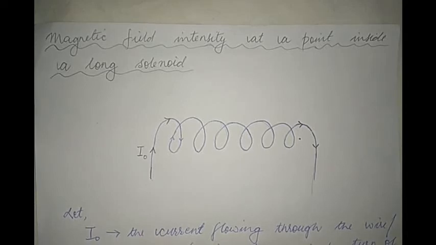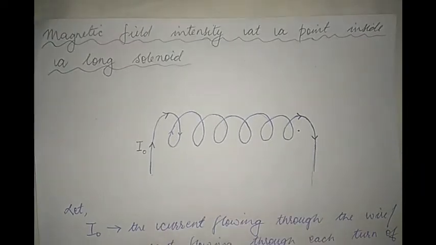Let us look at this application of Ampere's circuital law, which is to calculate the magnetic field intensity at a point inside a solenoid. Now, what is a solenoid? That's the first question, of course. A solenoid is a cylindrical coil of wire which acts as a magnet.